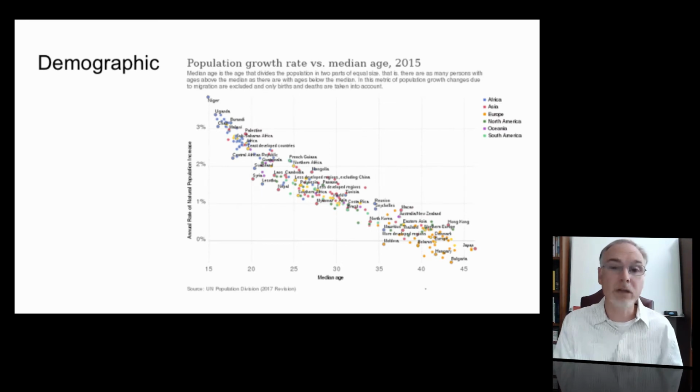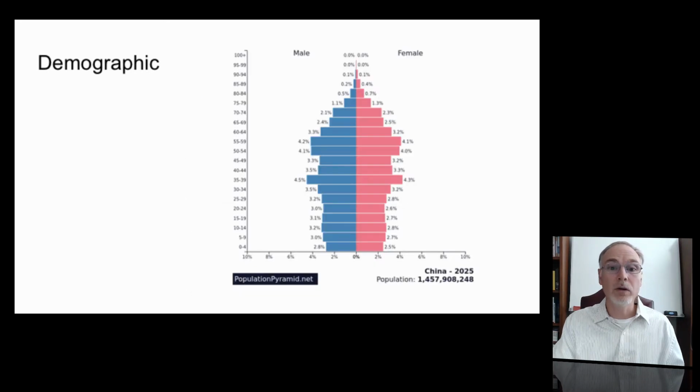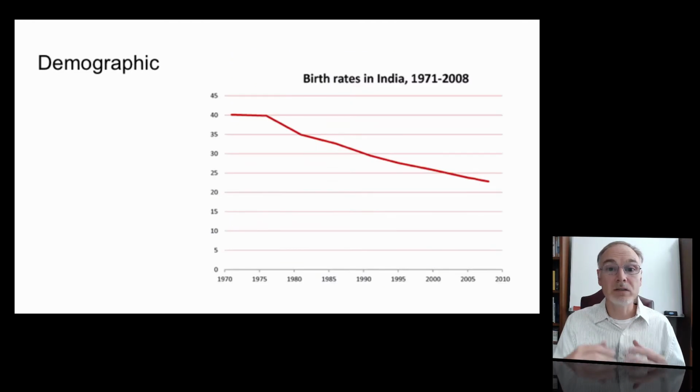First is the demographics. Demographic characteristics include trends such as the population growth rate or age distribution or birth rate. Over time, these factors can be particularly important and relevant when considering international student recruitment.